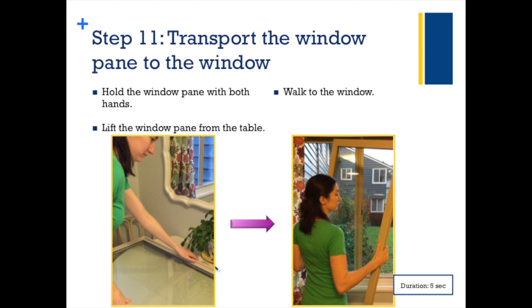Now that both sides of the window pane are clean, we can transport the window pane back to the window opening. Grasp the window pane with both hands on either side. Lift the window pane from the table. Walk to the window.